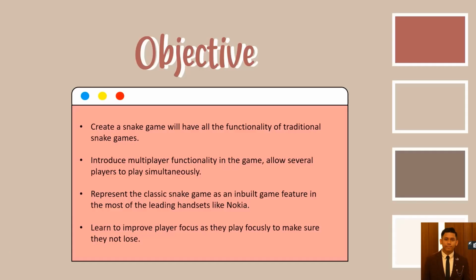Okay, next, the objectives for the system. First, create a snake game that will have all the functionality of traditional snake games. Introduce multiplayer functionality in the game, allowing several players to play simultaneously. Represent the classic snake game as an inbuilt game feature in most of the leading handsets, like Nokia. Last, to improve player focus, as they play focused to make sure they do not lose.